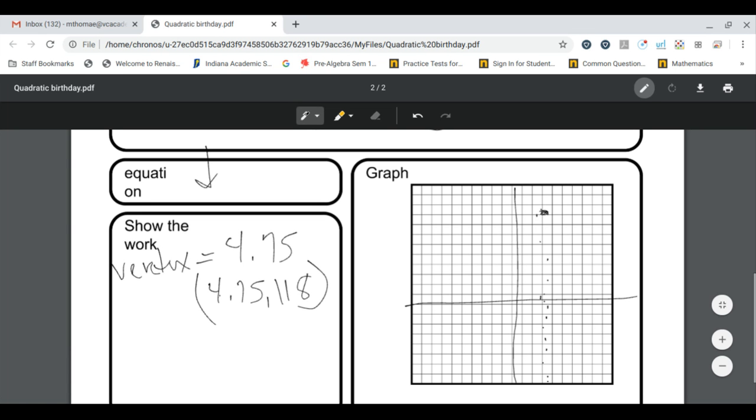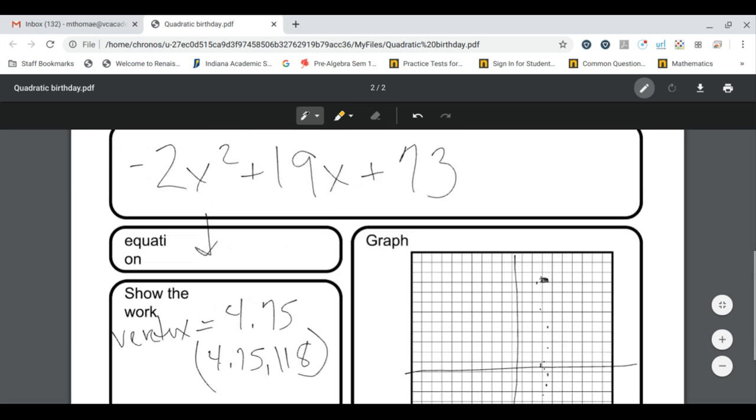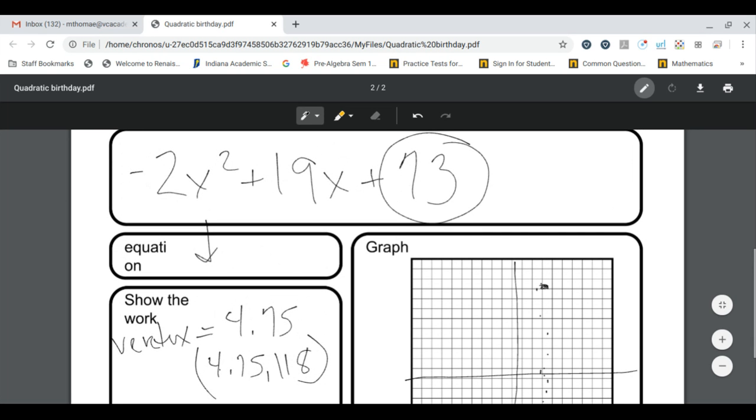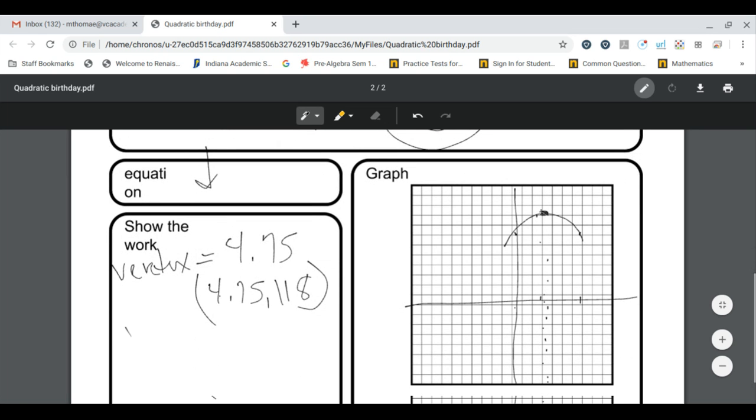Now I need to find my y-intercept. If I go back over here, this is your y-intercept. So we're going to put 73 roughly about there. Really, this is not to scale. If this is 4.75 from 0, then about 9.5 is here. Remember, they have to match. This is my axis of symmetry. If we fold it over, they're identical. So right now I have that part of my parabola already done. So my y-intercept is 73.